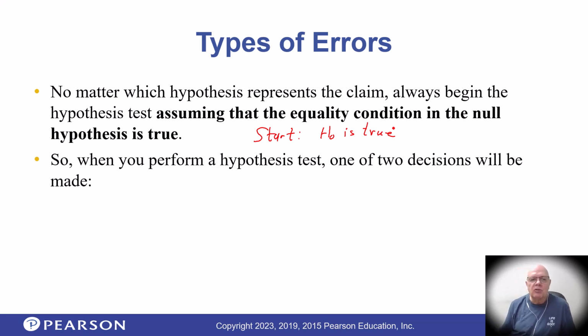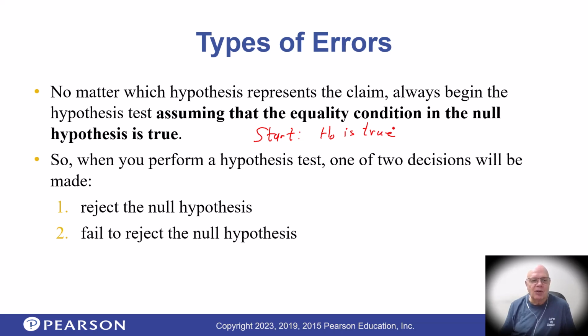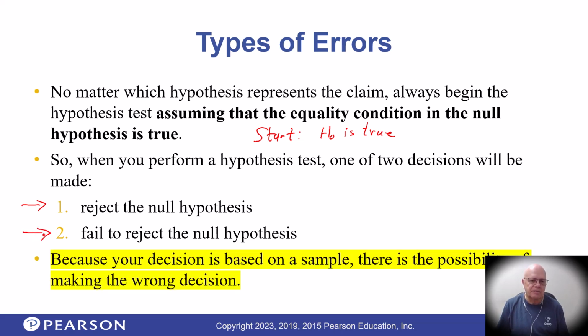You have to make one of two decisions. Either you reject the null hypothesis using your statistics, or you fail to reject the null hypothesis. Now here's a good place where you want to stop this video and write down those two phrases, because those are the two phrases you're going to use very often. Every hypothesis test, you're going to do one of two things. You're either going to reject the null, or you're going to fail to reject the null hypothesis.